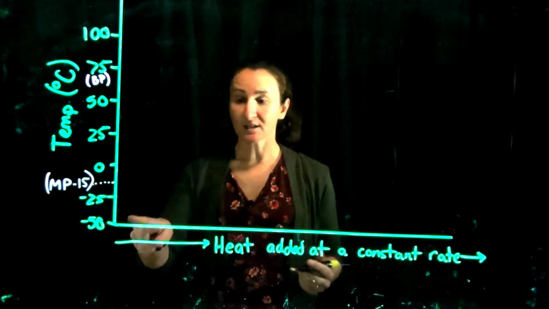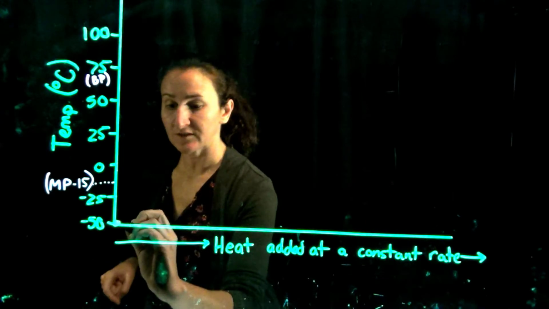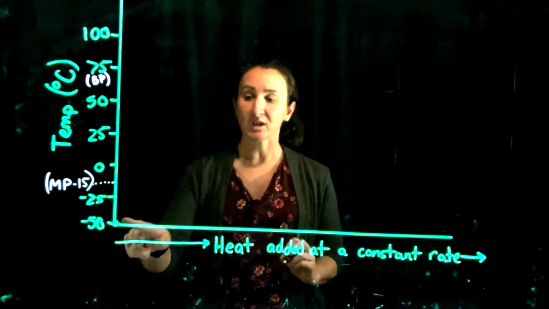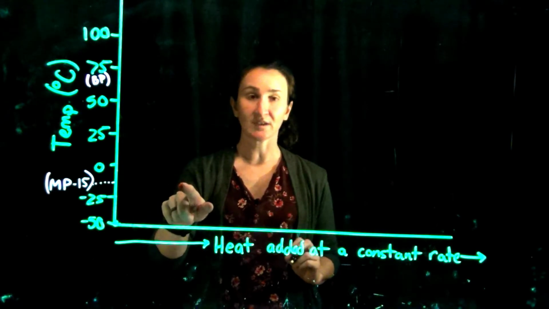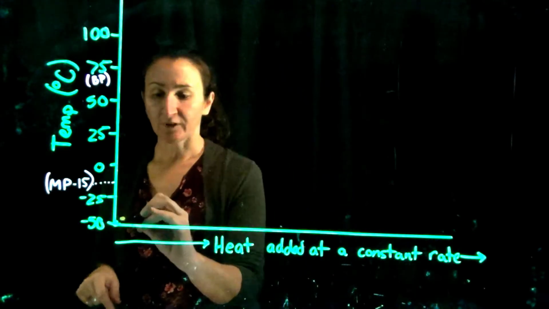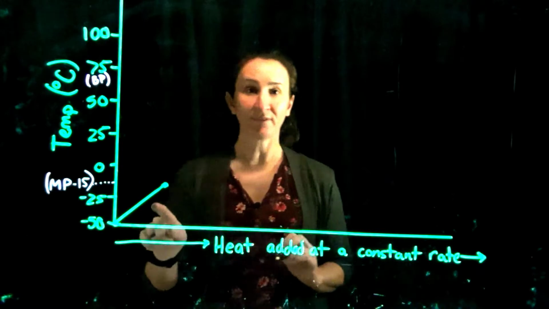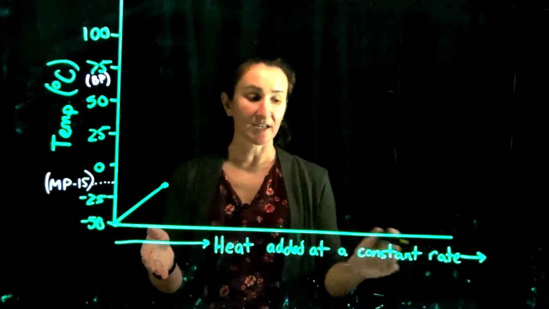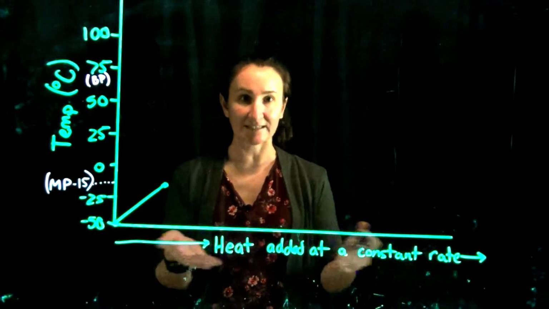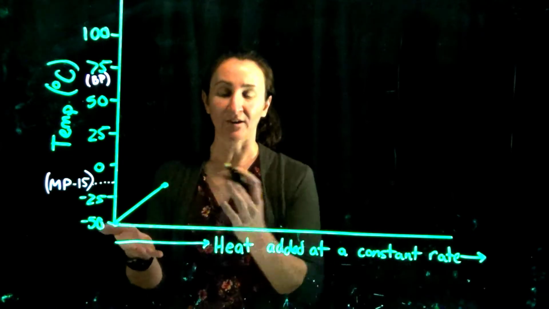So first off, we're going to start at negative 50. So we're going to start it right here. And we know that we're going to change to negative 15. So that's our first. I'm just going to do just a random slope. The slope of this line is going to be proportional to our heat capacity. But since I don't have an axis here, it doesn't really matter how I draw that.